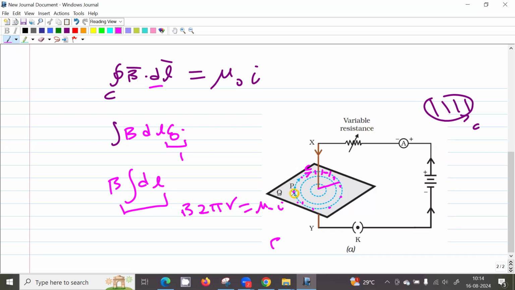From this I get B as mu naught I by 2 pi r. So magnetic field strength is more if the current is more. Obviously, if the source is stronger, it means current will be stronger. And as you go far away, magnetic field will go down as 1 by r.